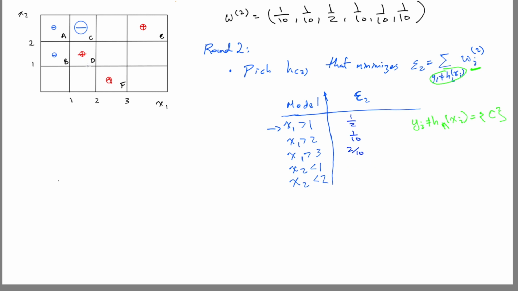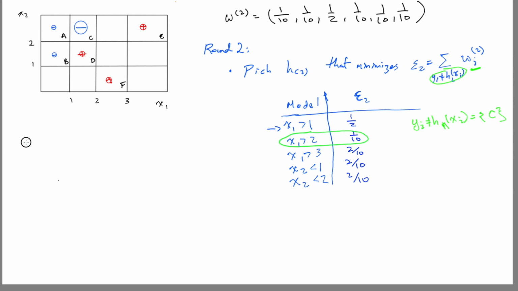And then x2 less than 1 is going to make a mistake on D and E. So again, 2 over 10. And x2 less than 2 is also going to be 2 over 10. Okay, so now it's pretty clear that we have only one model that is optimal. It's this one.